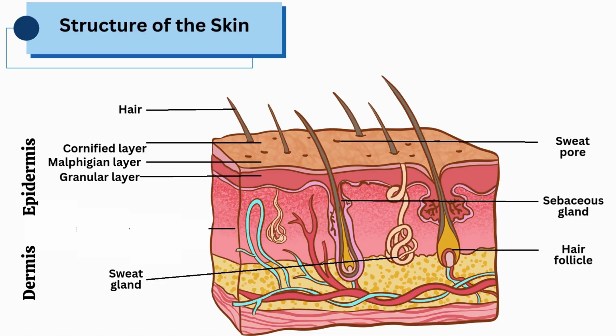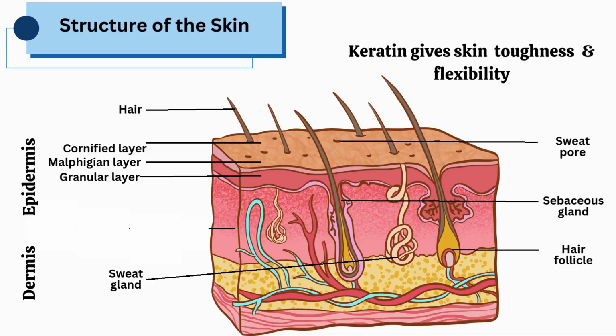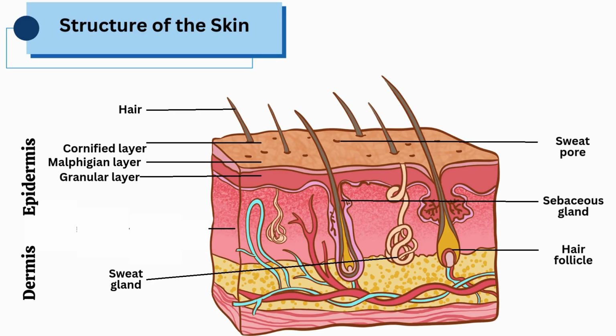The Malpighian layer or the germinative layer. This layer consists of living and actively dividing cells. It contains a pigment called melanin. Melanin gives the skin its characteristic color. It also has another pigment called keratin, which is responsible for toughness and flexibility of the skin. The Malpighian layer has many infoldings, some that penetrate deeply into the dermis, forming hair follicles and sebaceous glands.